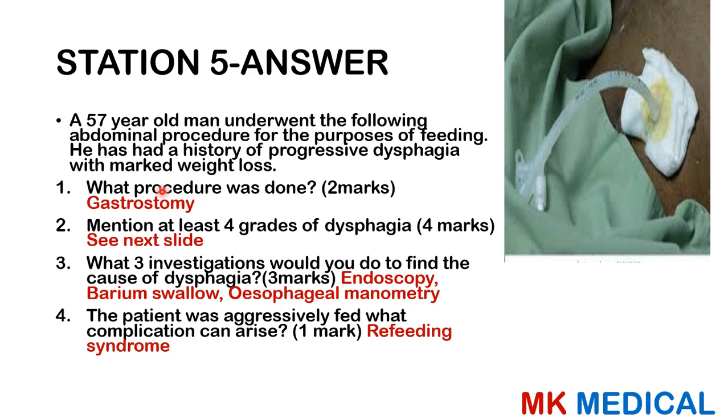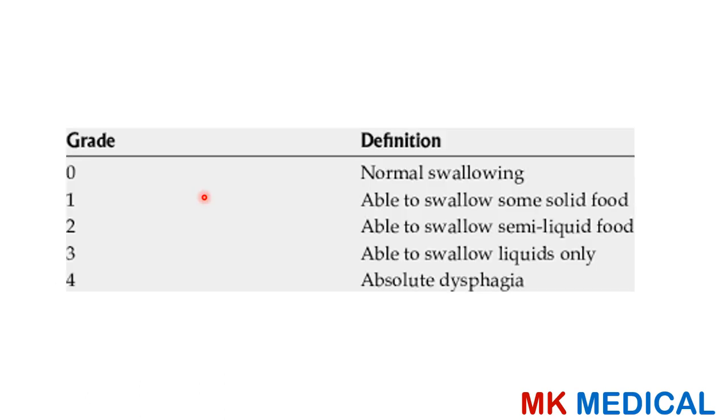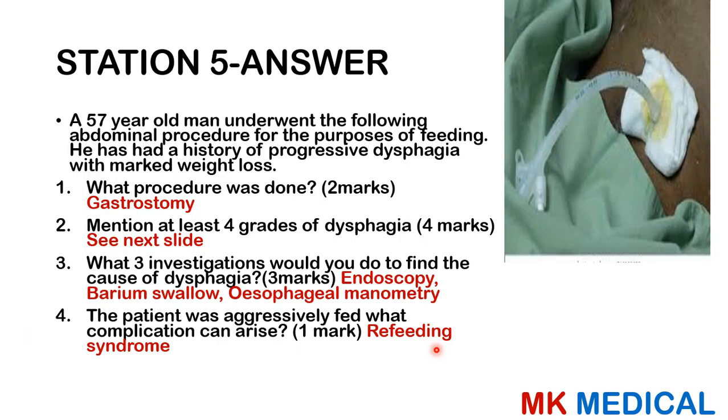So this is obviously a gastrostomy, and the grades of dysphagia are going to be graded as 0 for normal swallowing, 1 if they're able to swallow some solid food, 2 if they're able to swallow semi-liquid food, 3 if they're able to swallow liquids only, and 4 if they have absolute dysphagia. The investigations I'd want to do are an endoscopy, a barium swallow, as well as an esophageal manometry. Then remember, if you feed this person too much, a lot of calories, they may develop refeeding syndrome.